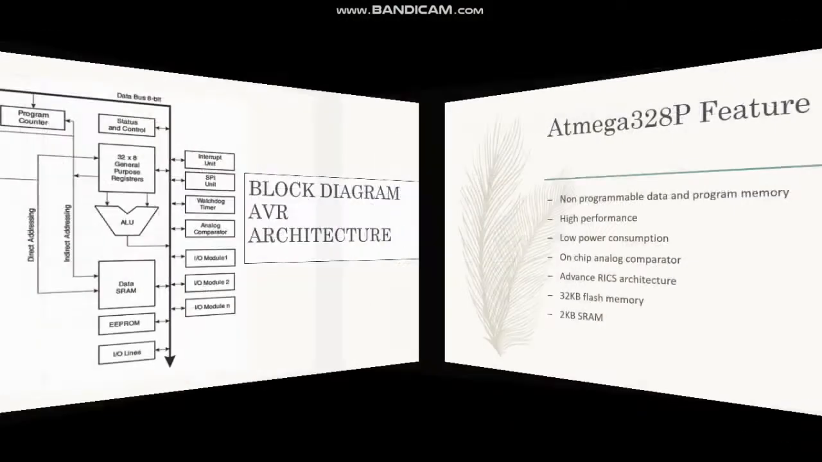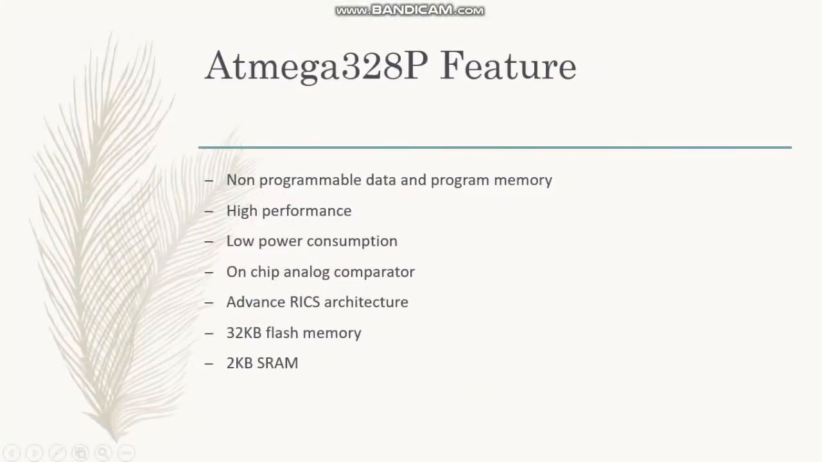This ATmega328P is an 8-bit microcontroller. It has non-volatile program and data memory. It also has high performance. Next, it has lower power consumption. It also has an on-chip analog comparator. It supports RISC architecture with 131 powerful instructions.